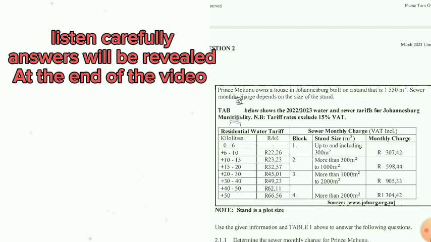So guys, the sewer monthly charge is block 3. You know why it's block 3? Remember the statement: Prince Mkhunu owns a house in Johannesburg built on a stand that is 1,550 m2. So we go to block 3 because 1,550 m2 is between 1,000 and 2,000 m2. So that's why the monthly sewer charge is 905.33.